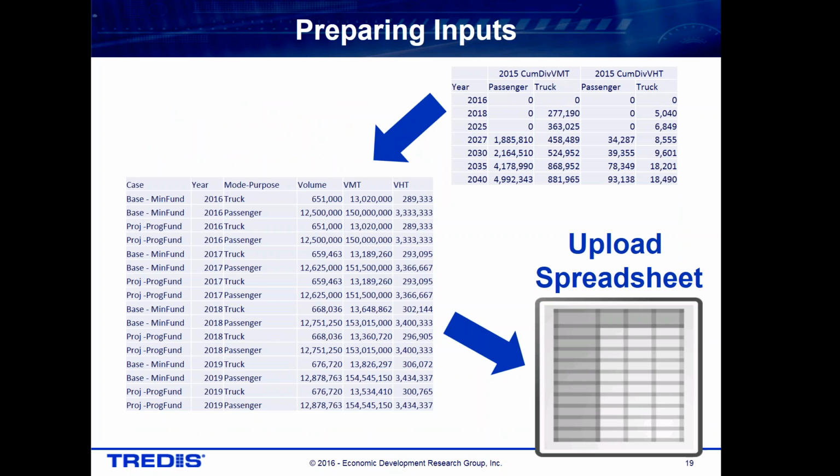The VMT and VHT from the previous slide need to be added together by year, since there are some years where multiple facilities close. This is transitioning from the analysis of individual assets to the preservation program's impact on the system.